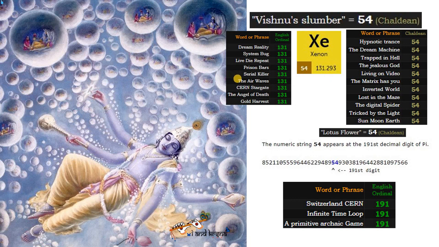Then we have the airwaves. And this is linked to the Prince of the Power of the Air. We saw that before. Then we have CERN Stargate, the Angel of Death, linked to mass murder and serial killer, and Gold Harvest. So this entity is harvesting our energy and probably harvesting also our memories. That would explain the memory wipe.